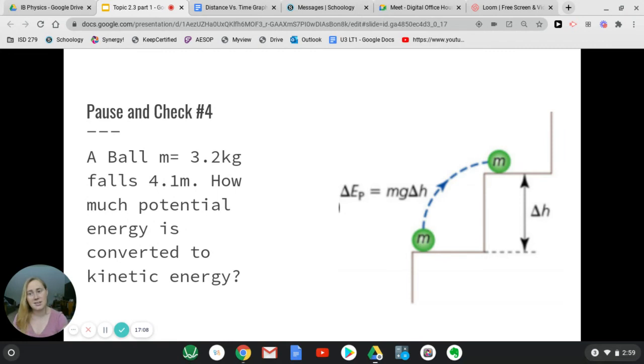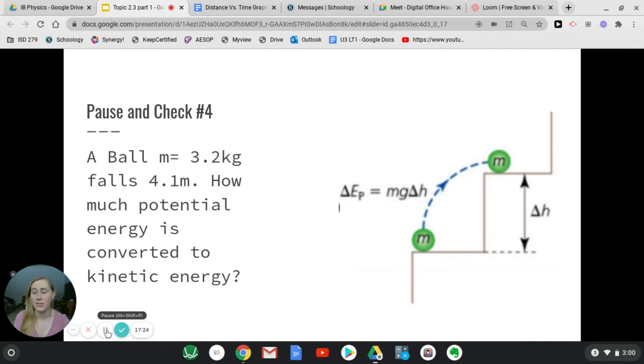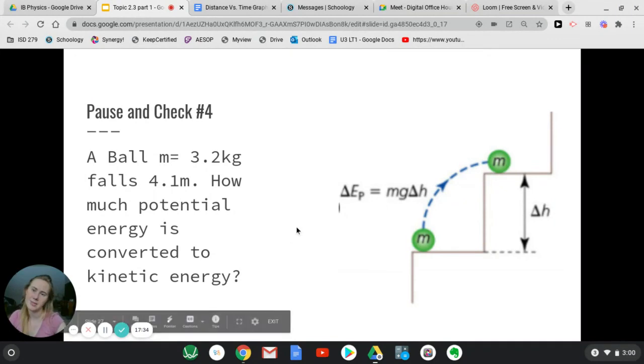And so pause and check. Can you do that? Can you do that equation? What is the mass times the force of gravity times the height? If you got 128 joules, good job. Again, if you were using sig figs, because you only got 2 sig figs, it would be 1.2 times 10 to the 2. So that's how you would do potential energy.